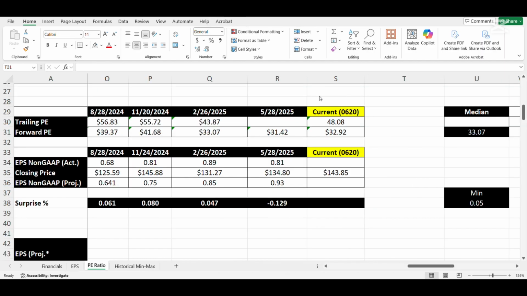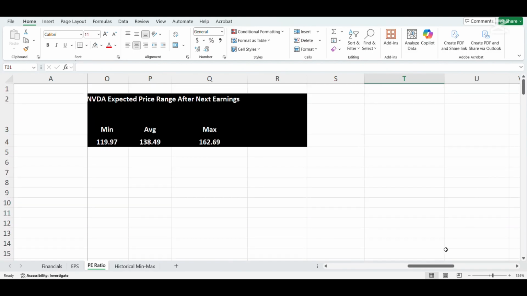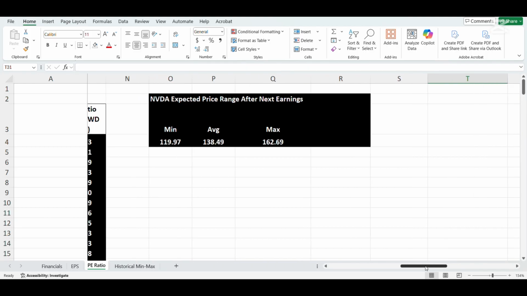So in this chart, I'm showing you this table. There are multiple tables. Basically, this file talks about the minimum, average, and maximum expected price change after the earnings. And I showed you this table a few weeks ago as well. This calculation suggests the minimum point NVIDIA might touch is 119, the average is 138, and the maximum is 162.